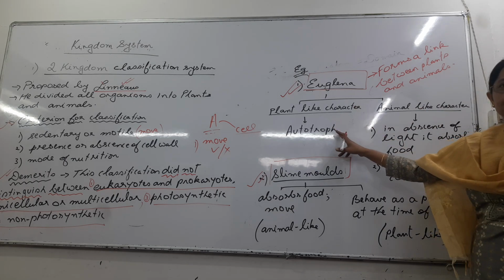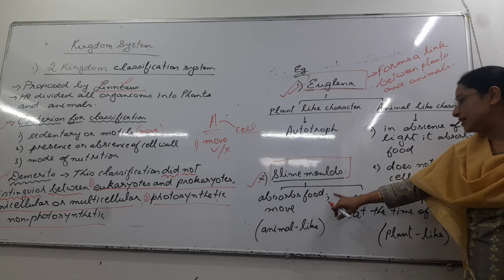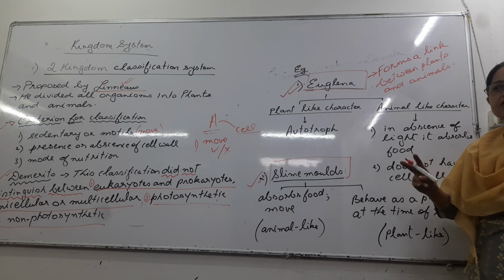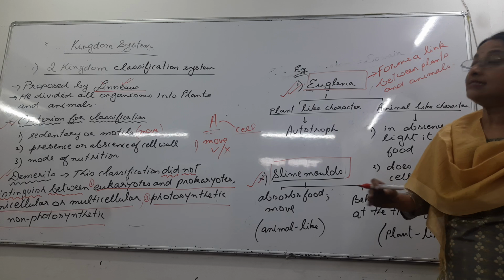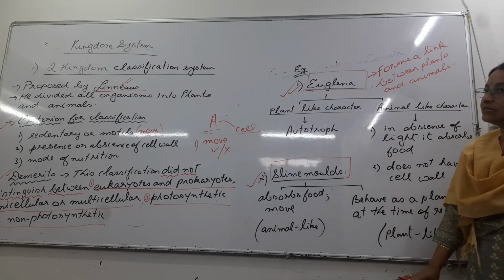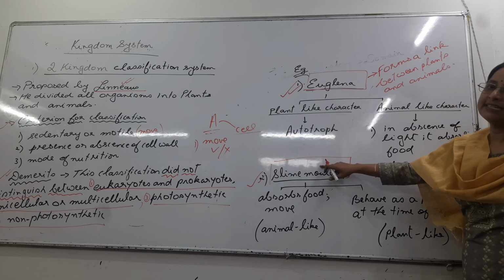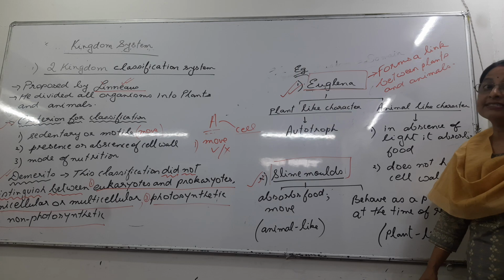That was one drawback. A similar condition is for slime molds, another organism that has both plant-like and animal-like characters. So the two kingdom classification divided all the organisms into plants and animals, but we have certain organisms that could not be included in it. Is the point clear? As far as Euglena and slime molds are concerned, we will be talking about them in this chapter itself. We will be talking about a kingdom called Protista.